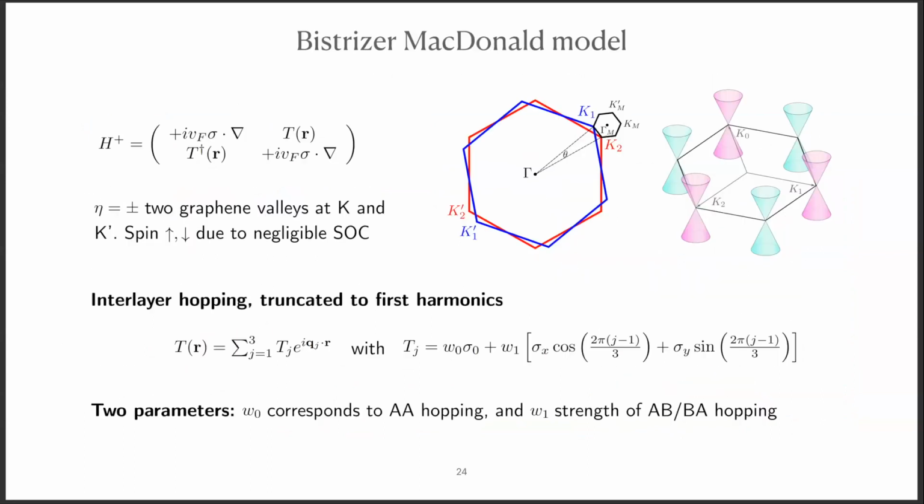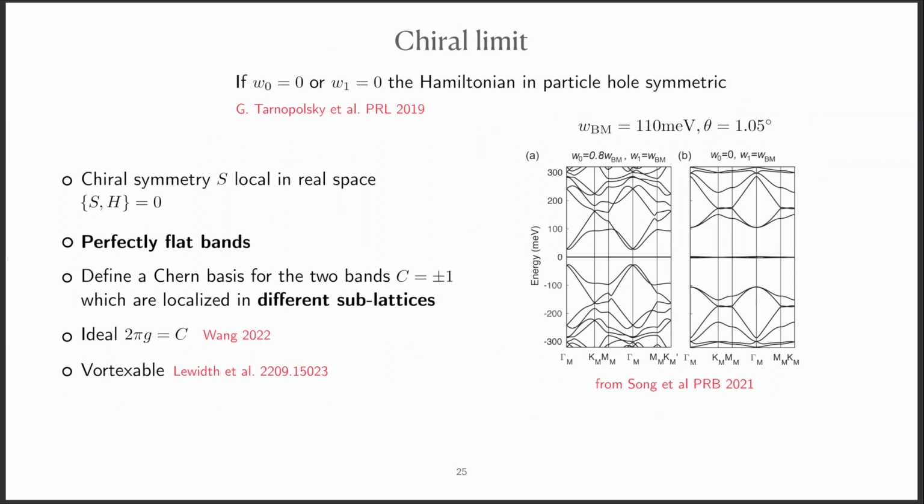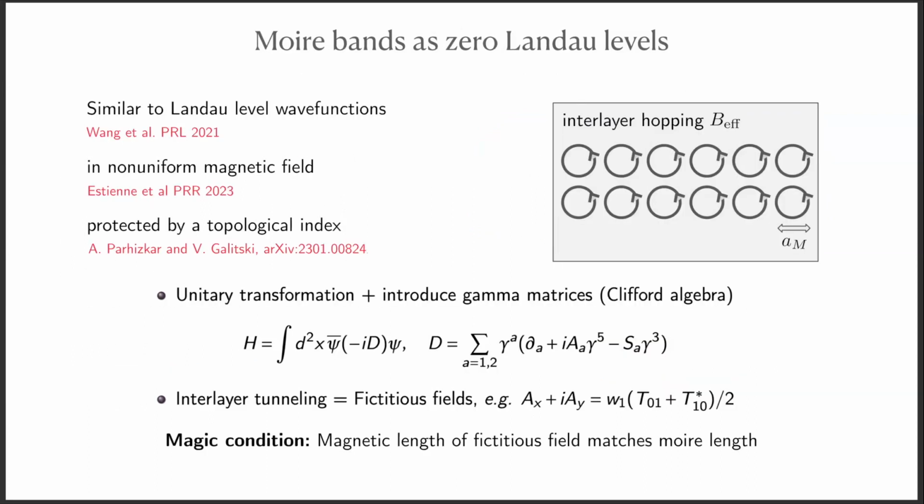But there's a nice limit here where we basically kill AA hopping, and we just have AB hopping. That's called the chiral limit. And in that chiral limit, we will have perfectly flat bands at magic angle. In that limit, this Hamiltonian has chiral symmetry. The bands are perfectly flat, and the two Chern bands live spatially at different sublattices. So they are also ideal vortexable. These are other things that are maybe not that important right now.